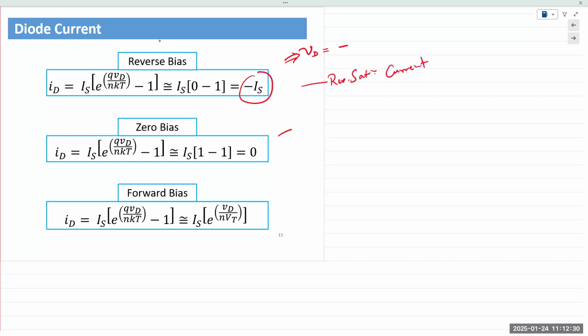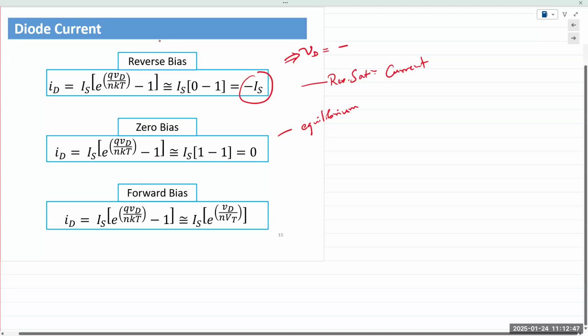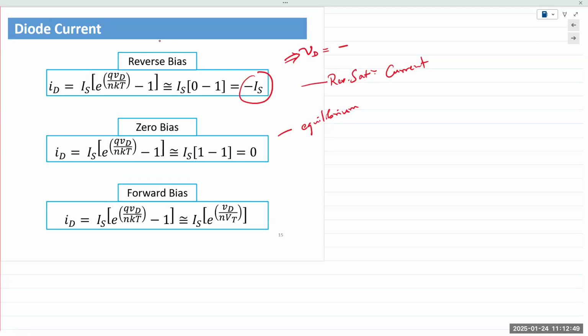And of course, in zero bias, when it is at equilibrium, this is the state where no external voltage is applied. It is also the state when the diode is actually manufactured or fabricated. So, as you would expect, there will simply be zero. No voltage, no current.